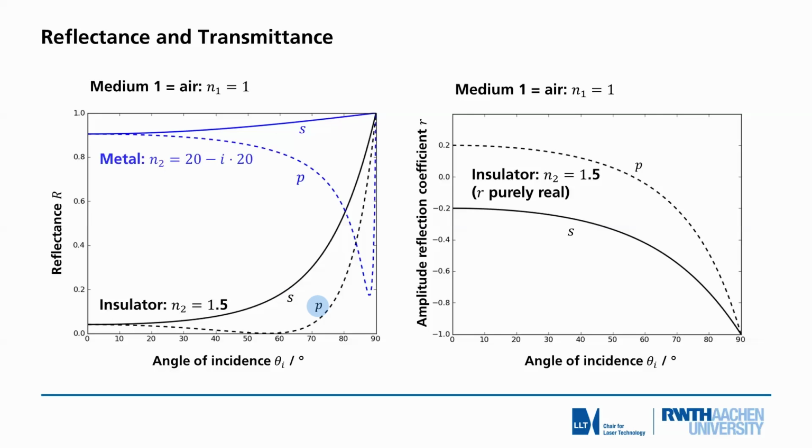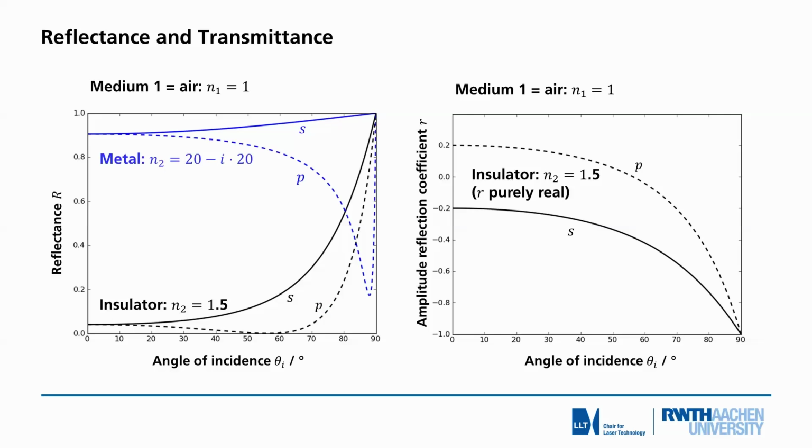If we look at the parallel polarized light, then we observe the same effect as for metals. We have an increase in transmission, a decrease in reflection. At a certain angle here, the value even goes to 0, and it is exactly 0. And then it increases back up to the value of the limit of grazing incidence with a reflectance of 1.